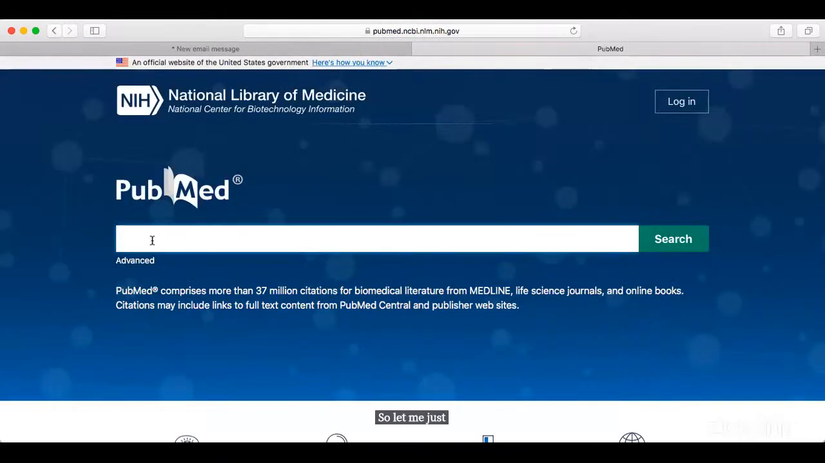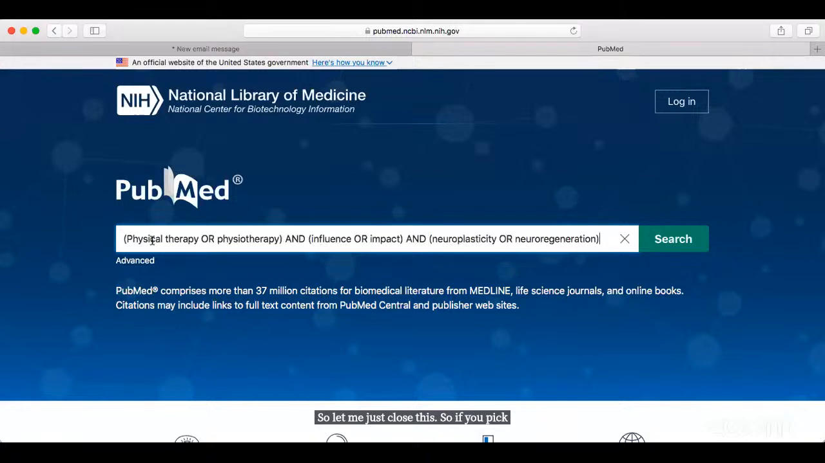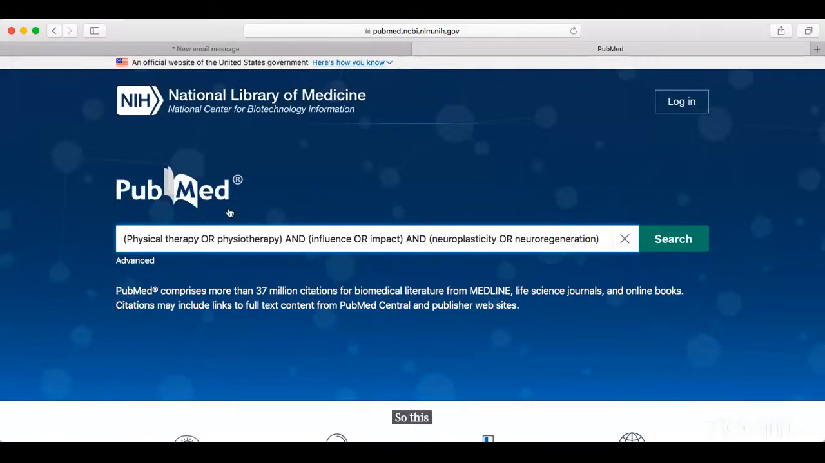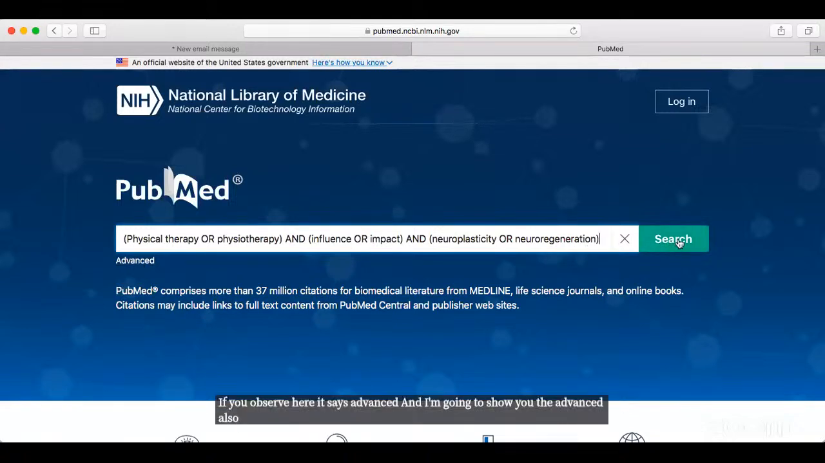So if you pick all what I highlighted earlier. Remember, someone said physical therapy or physiotherapy and influence or impact and neuroplasticity or neuroregeneration. So this is the simple search on PubMed. If you observe here, it says advanced, and I'm going to show you the advanced also, but in the simple one, just put in this search strategy as it is here, and you click search.